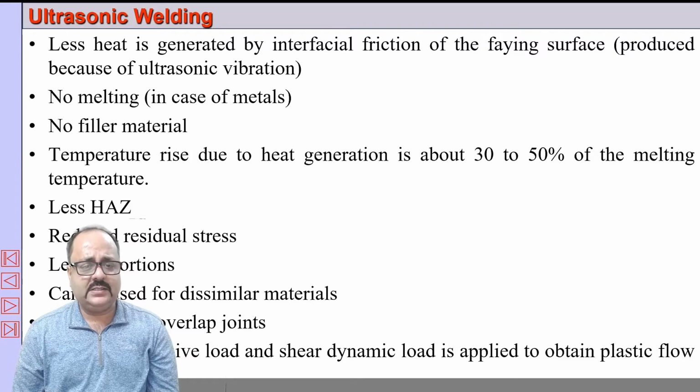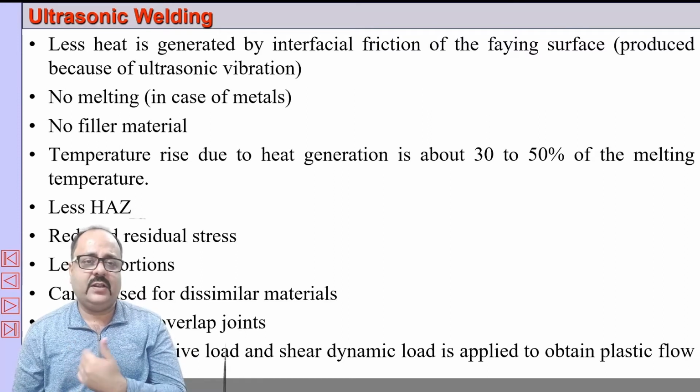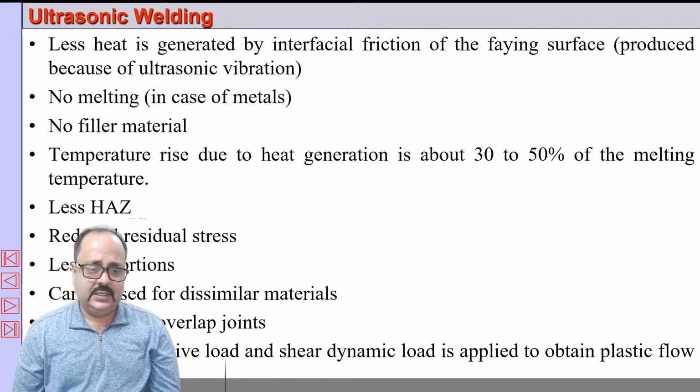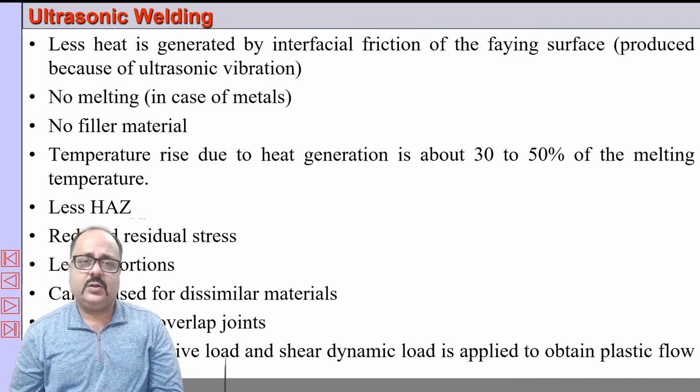It can be used for welding dissimilar materials like copper, aluminum, or metal, or plastics, and preferably it is carried out for overlapping joints. And here we apply a compressive load which is static in nature. A continuous compressive load is applied, and in the form of transverse ultrasonic vibration we apply a shear load which is dynamic in nature. So under this static compressive load and the shear load, the interface of friction occurs, and the friction raises the temperature, and the compressive load completes the weld.